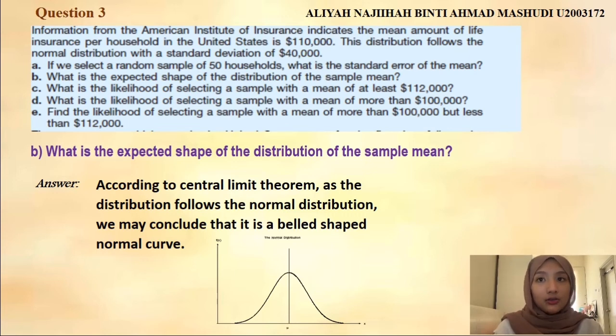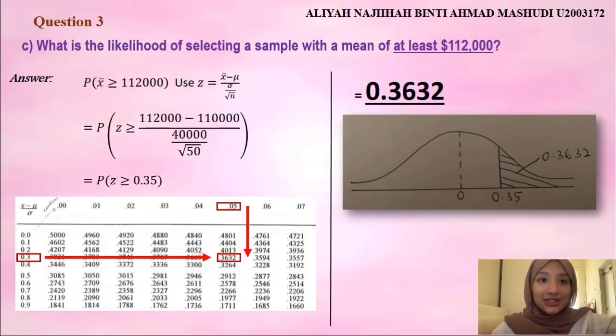According to the central limit theorem, as the distribution follows the normal distribution, we may conclude that it is a bell-shaped normal curve. Question 3c. What is the likelihood of selecting a sample with a mean of at least $112,000? We can begin writing the answer.